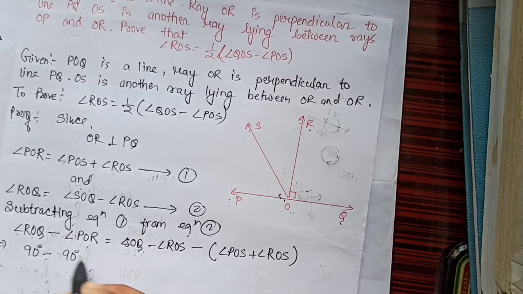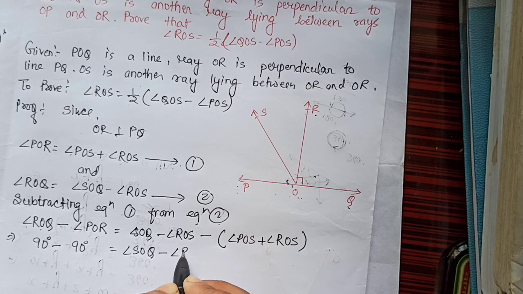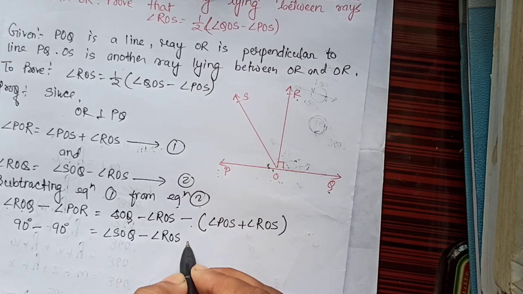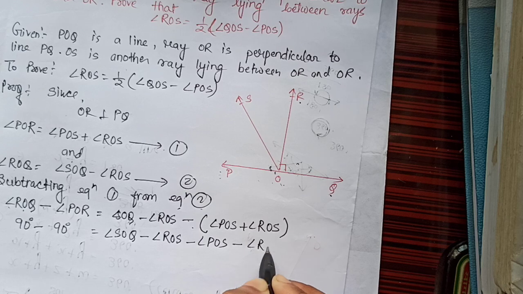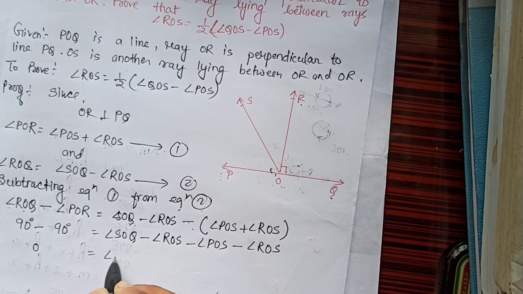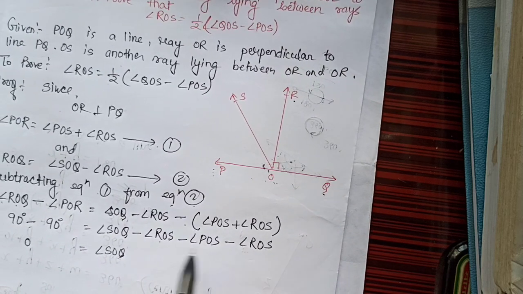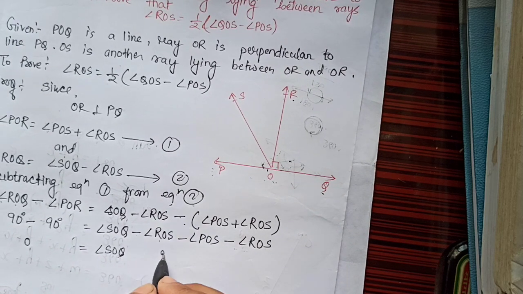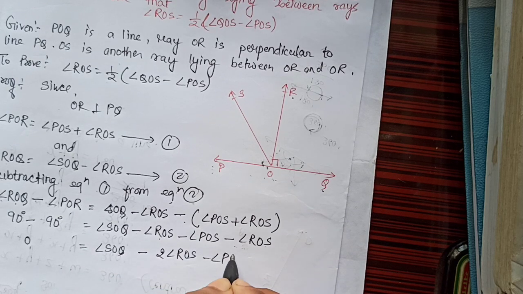So 90 minus 90 equals angle SOQ minus angle ROS minus angle POS minus angle ROS, since the sign changes inside the bracket. 90 minus 90 will be 0, equals SOQ. Now we can see ROS appears two times, so minus and minus will be 2 angle ROS. So minus 2 ROS and minus POS is left here.